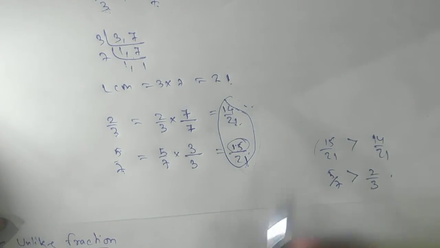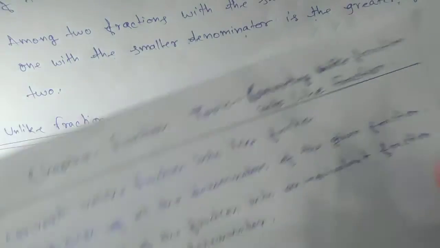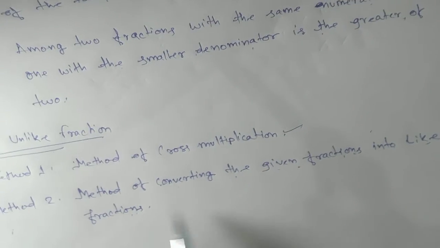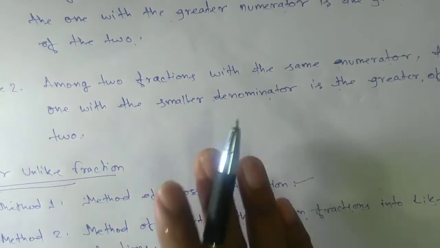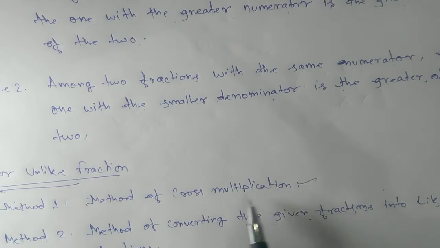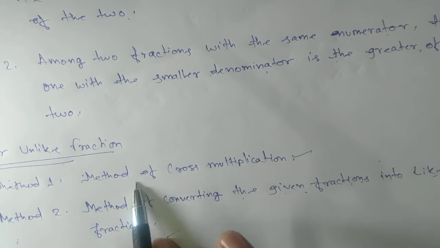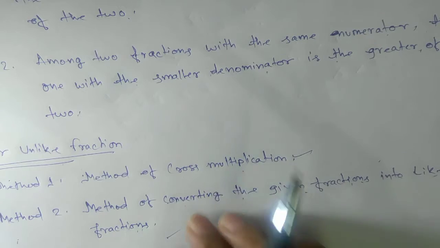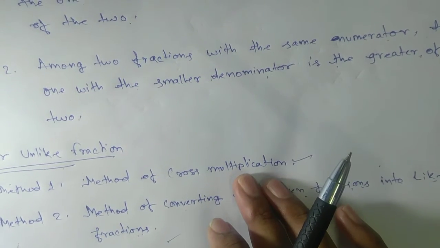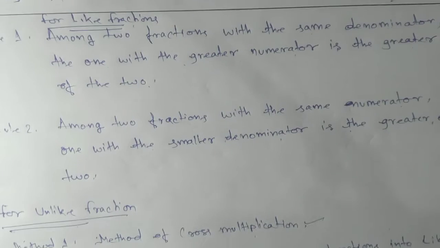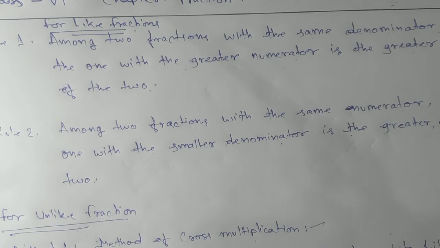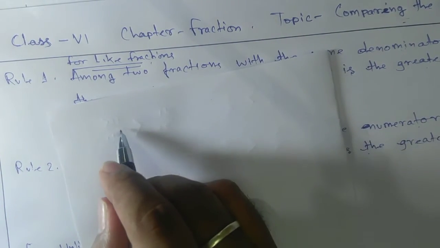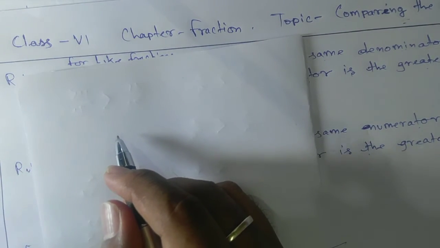This is the method of converting the given fraction into like fraction. Okay, now the next will be what? Cross multiplication method. So how are you going to use this method to compare two fractions? It's a very important, very easy and shortcut method. Let's learn how to use the cross multiplication method.